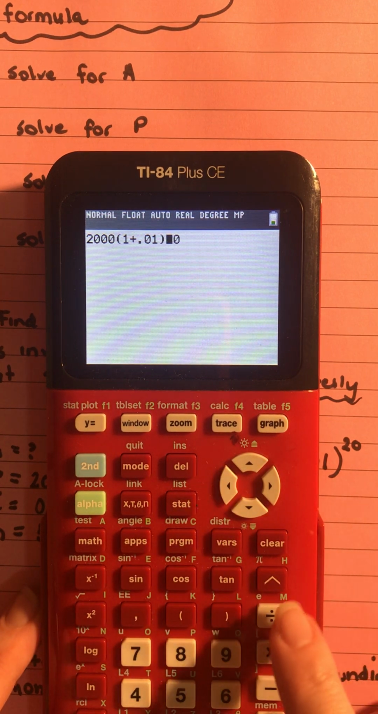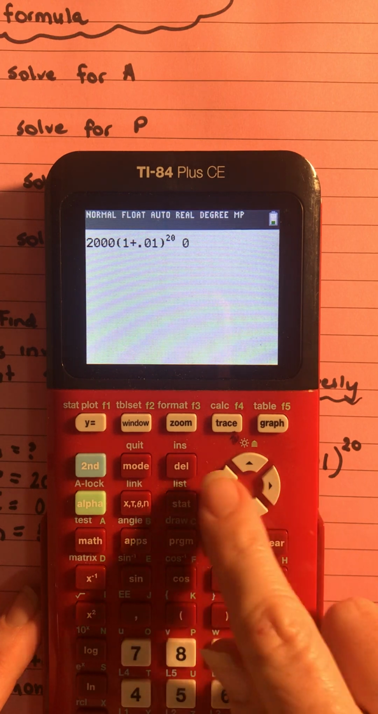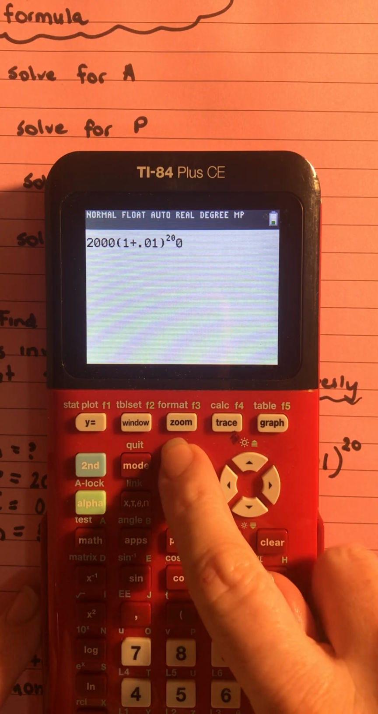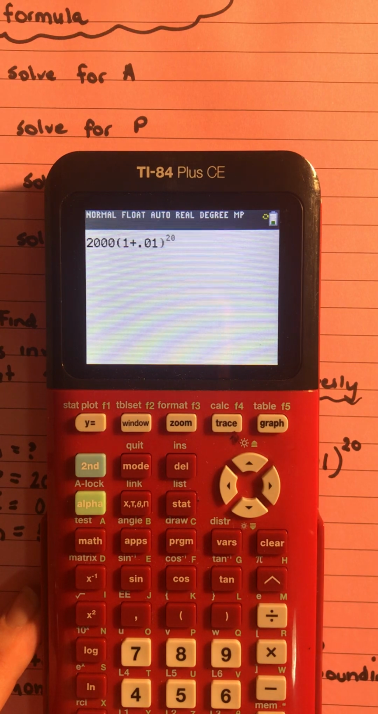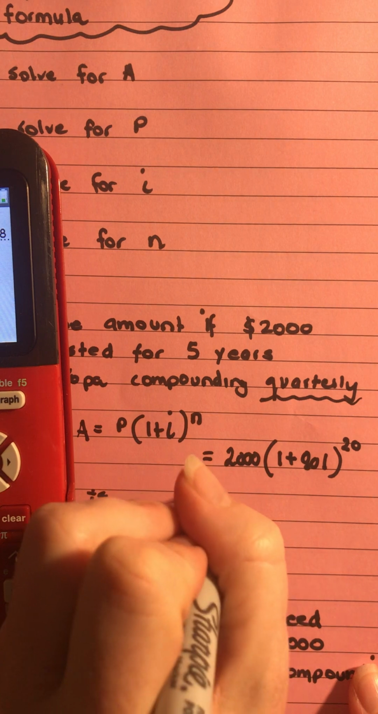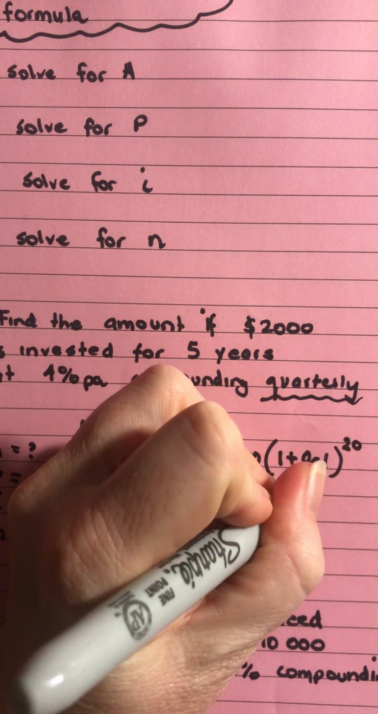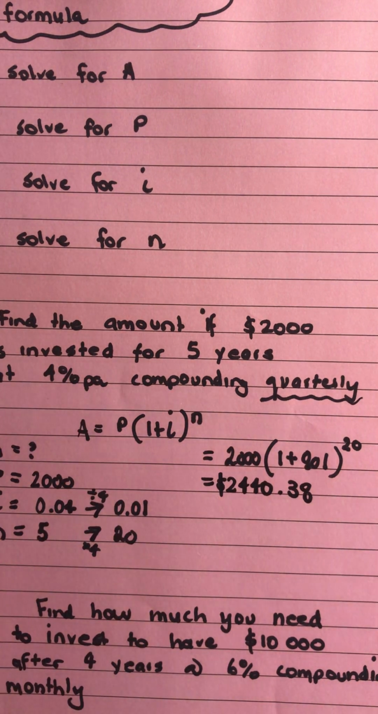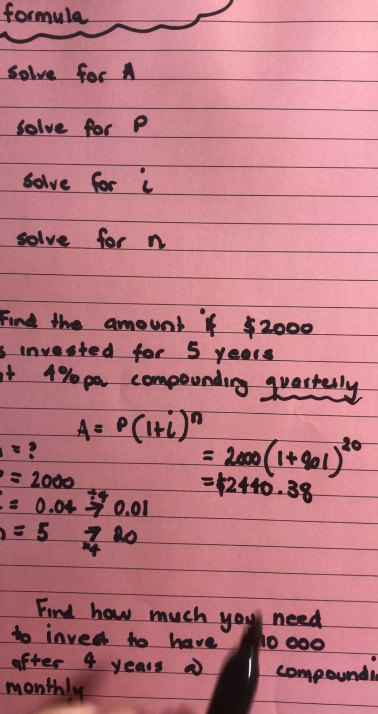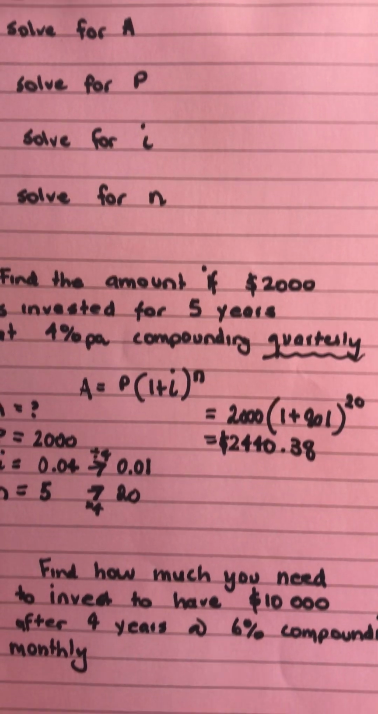Now when I raise it to a power of 20, I can't just put the 20 there. I need to put the up arrow and then 20. And get rid of that one there. And when I press that in, I will get 2440.38. And that will be dollars. So after 5 years, compounding quarterly, that's the amount that I will get. If I wanted to know the interest, I would simply take the $2,000 away from there, and that would tell me how much of that amount was the interest that I'd earned.